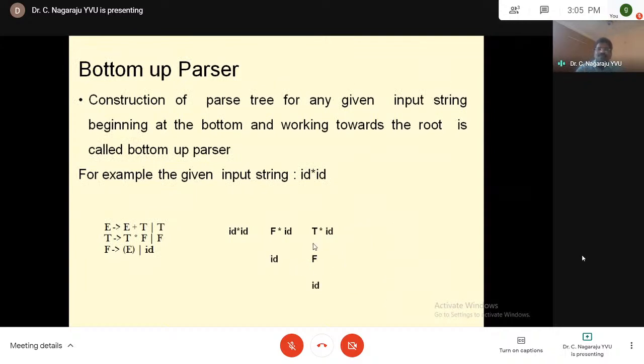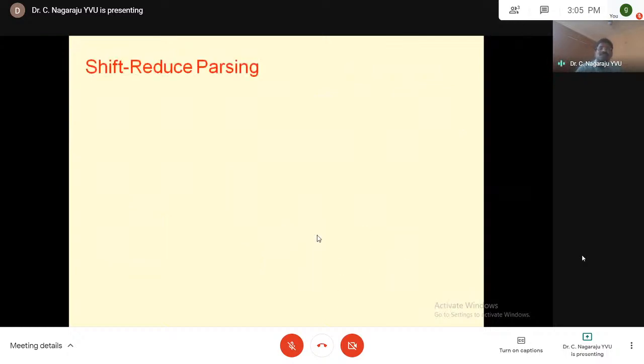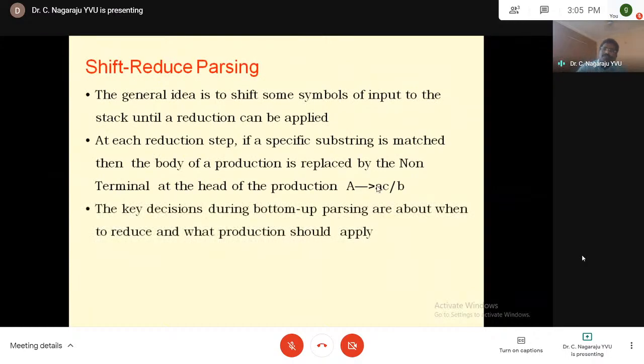So suppose F is replaced with another non-terminal that is the parent of that. In the same way, for example, in this case, A tends to small a, small c or B. If you find this product is replaced with A, then instead of writing this product, we can write A, that is the non-terminal symbol. So at each reduction step, if a specific substring is matched, then the body of the production is replaced by the non-terminal at the head of the production.